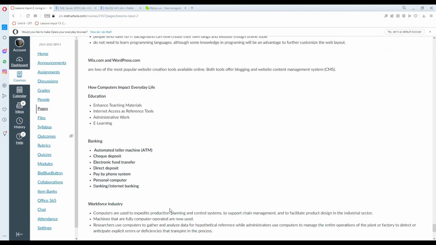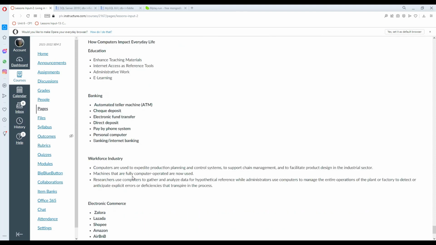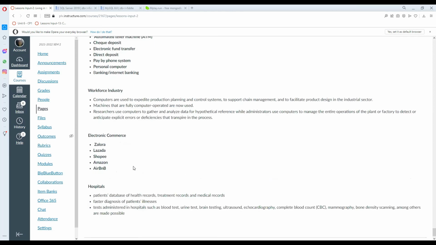How computers impact everyday life for education, enhances teaching materials, internet access serving as reference tools, helps in administrative work and e-learning. For banking, in the form of ATM, check deposit, electronic fund transfer, direct deposit, pay by phone, personal computer, and internet banking. For the workforce industry, they are used to expedite production planning and control systems, supporting chain management and facilitating product design in the industrial sectors.